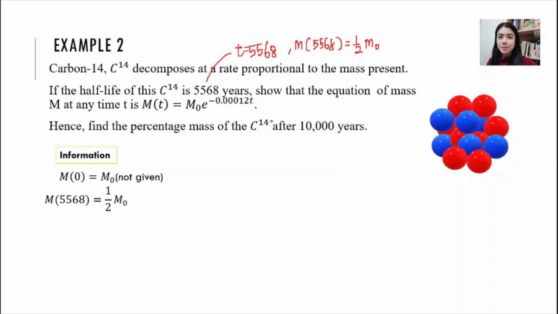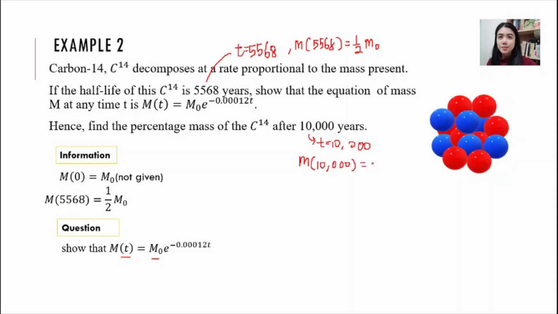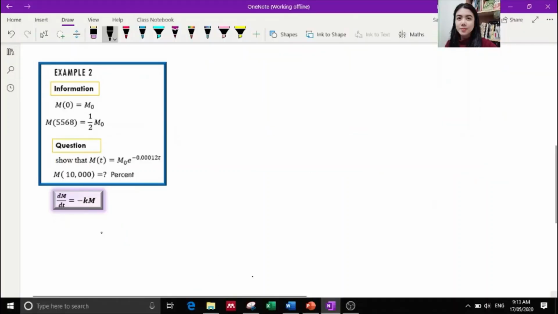Now let's just look at the question. Okay, the question asks us to show these equations, and then you have to figure out the percentage of the mass after 10,000 years. It means that your t is equal to 10,000. Okay, and what is the mass at the time equal to 10,000? So that is in terms of percentage. So that is what we should figure out later. Now once you have gathered the information from example number 2, let's just begin to solve this example.